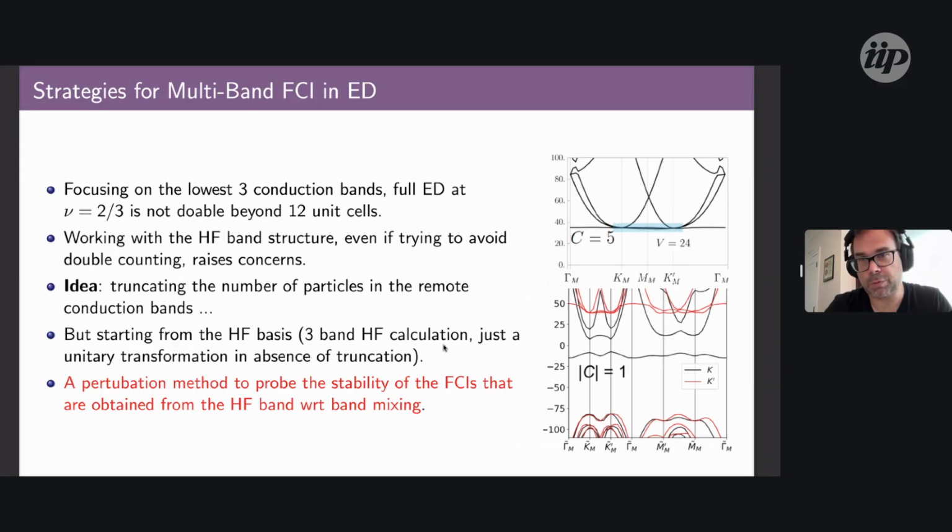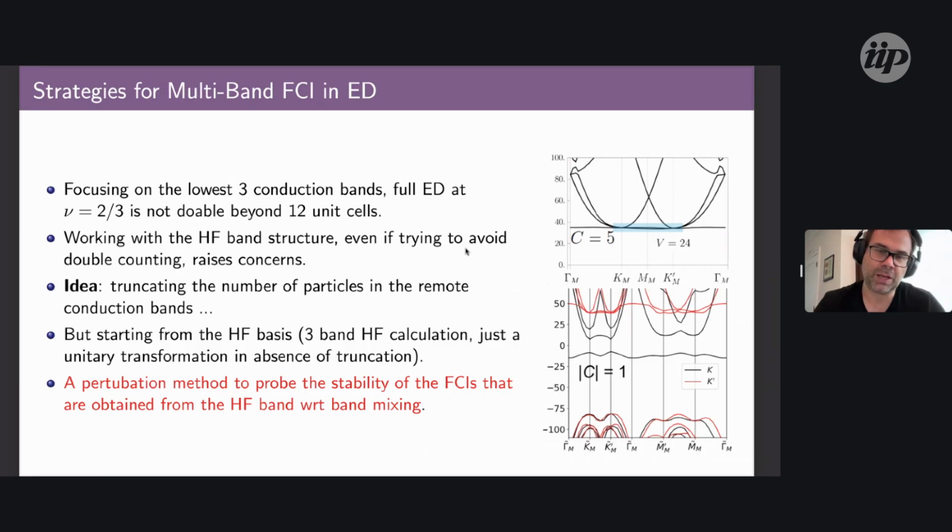Unfortunately, since we will rely on exact diagonalization, there is a cap on what we are able to do. So for the time being, we will focus only on 3 bands. So that's the 3 conduction bands that I will consider. And I will solely focus on the filling factor 2/3 and 1/3. If you look at 2/3, the most that you can do with a faithful calculation, easy calculation with 3 bands is like 12 unit cells. So it's a tiny system.